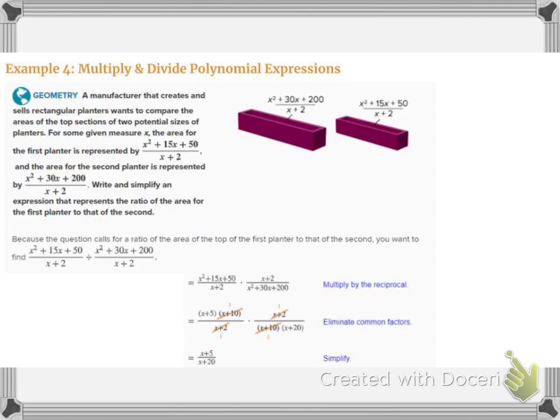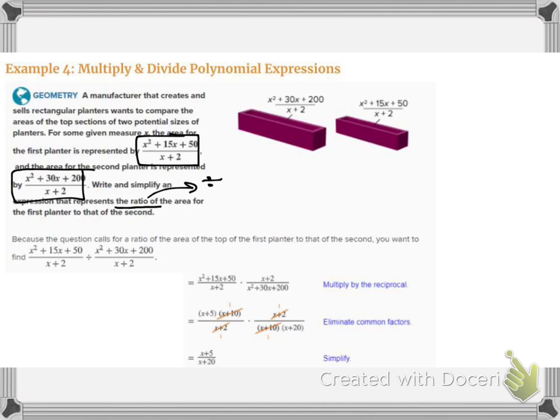Here is an application of multiplying and dividing. I have it here so we can refer back to an example when we have a word problem on our practice. Basically, this is looking at area. So we have the area for one planter and the area for a second planter, and they want you to represent it in a ratio. Remember that ratio means division. So I'm going to divide these two polynomials, as you can see here.